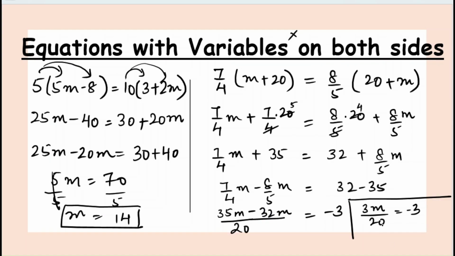This 20 is being divided, so when it will go there, it will go with the multiply sign. So 3m equals minus 60, like 20 times minus 3 is this. Divide by 3 on both the sides, your m value comes out to be minus 20. That's the value of m.